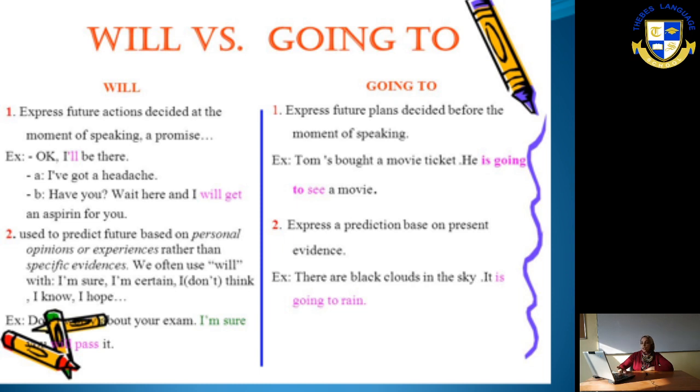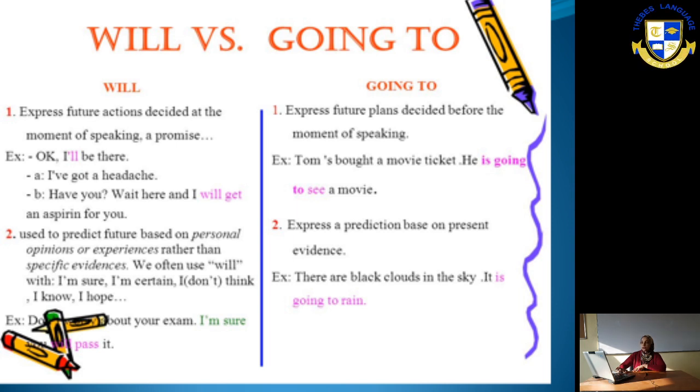And number 2, it expresses a prediction based on present evidence. It means that you have a clue or you have evidence. That's why you are predicting something. For example, if you have a friend and he is in a medicine school, you're going to say he is going to be a doctor because he is in a medicine school. He's not going to be a pilot or something like this. There are black clouds in the sky. It is going to rain. So you are predicting that it is going to rain because you have evidence.